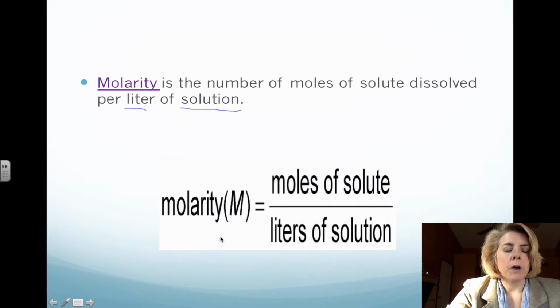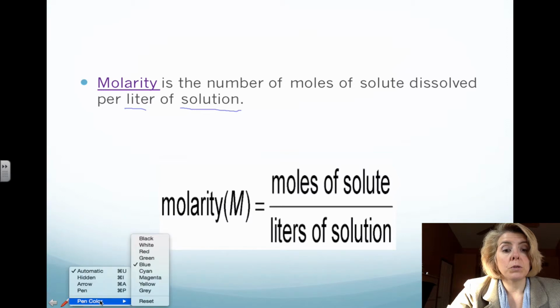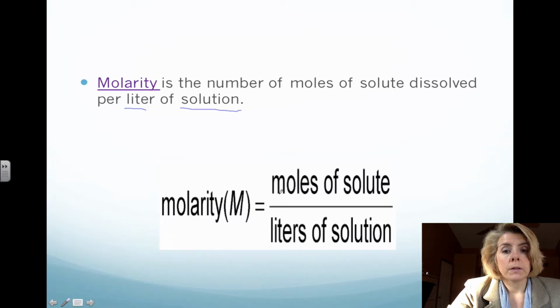So when we solve for molarity, notice that we're looking at moles of solute. That is really, really important. So moles will be in the numerator, but liters of solution will be in the denominator. So the fraction units are always moles over liters.